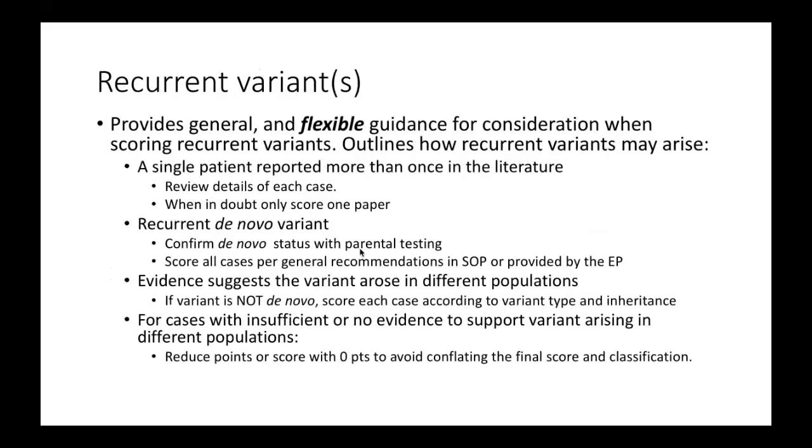Next, we've added another new section called Recurrent Variants. And again, we want to highlight that this does provide general and flexible guidance for consideration when scoring recurring variants. What it does initially is outline how a recurrent variant may arise in the literature. Some of those are because a single patient was reported more than once in the literature.